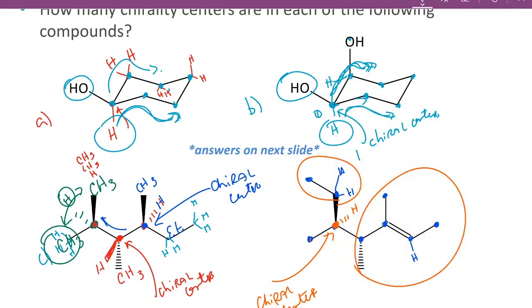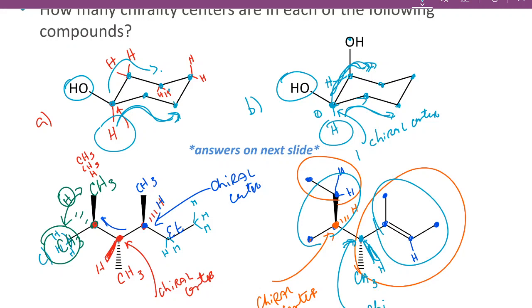Let's change colors and look at this carbon. This carbon has, coming out, a hydrogen. Going back, it has a methyl. Over here, it has an isopropyl. And over here, we have this thing with a double bond. Okay, so those are 4 different groups. So this is a chiral center. So that molecule also has 2 chiral centers.